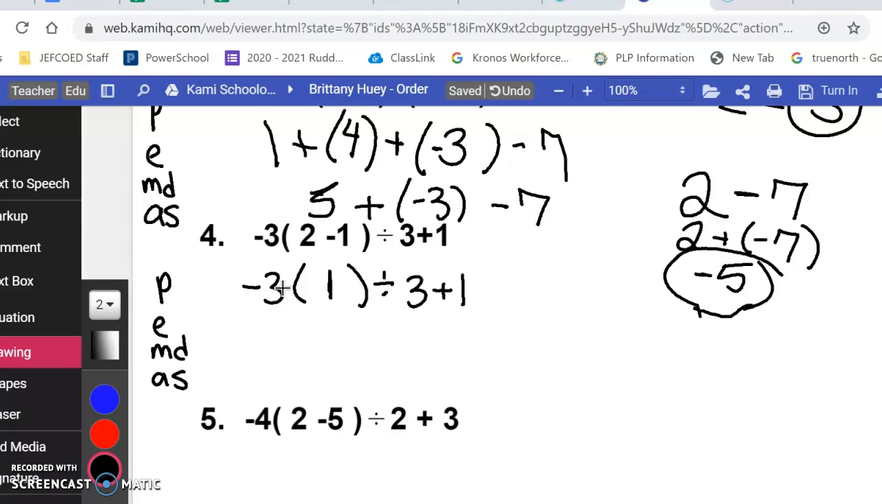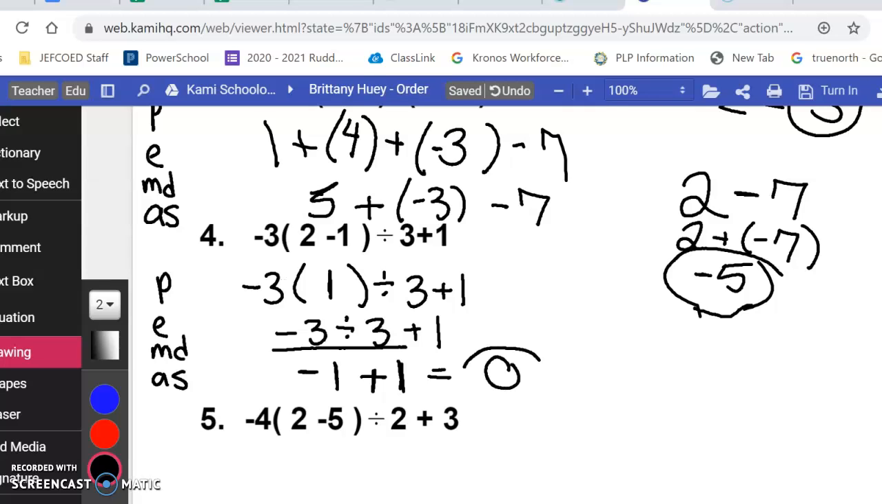I do not have any exponents, but I do have some multiplying and dividing here, and we need to go from left to right. So look, 3 times 1, negative 3, divided by 3 plus 1. Now I got negative 3 divided by 3. Well, 3 divided by 3 is 1, and a negative divided by a positive is a negative. Bring down my plus 1. Now I can add and subtract. Now remember, guys, when you add a number and its opposite, it's always going to be equal to 0.